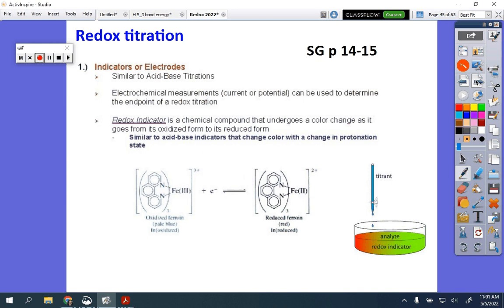And so ferroin is one that we were going to use with BABA, and we still may use it after the test to just demo that reaction. This is something that is blue in the oxidized state. When electrons are added to it, it is reduced and it turns red. All right, so it's the same kind of thing as the phenolphthalein or the universal indicator in terms of changing color at a certain point in the reaction.